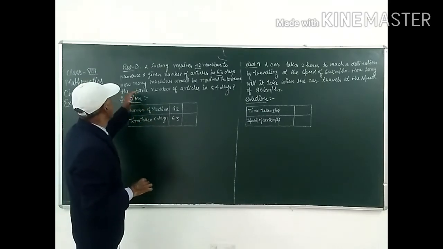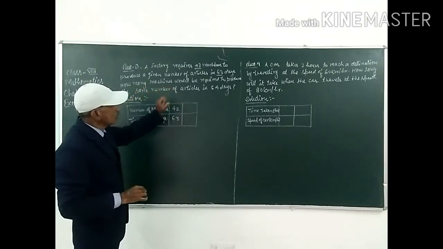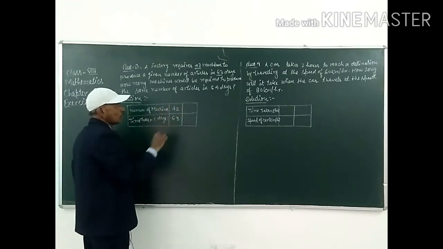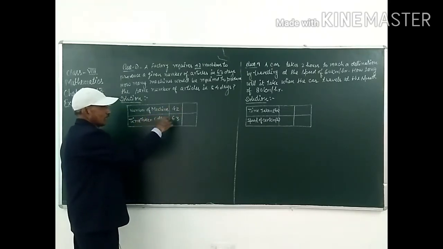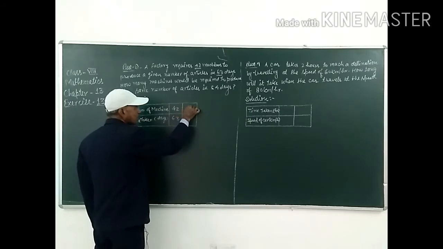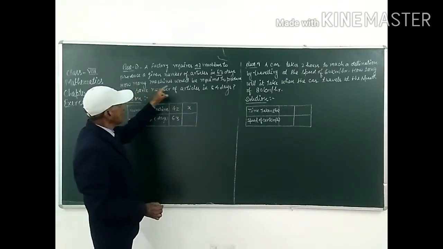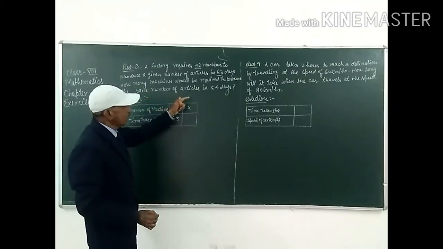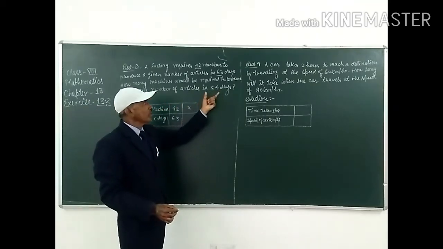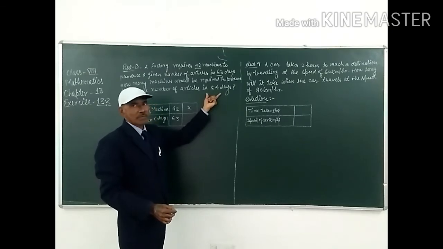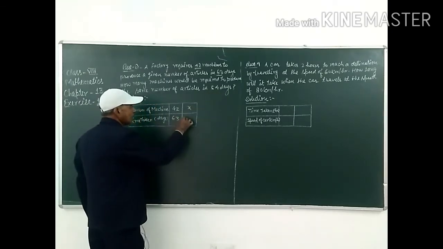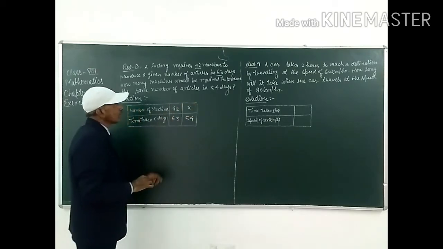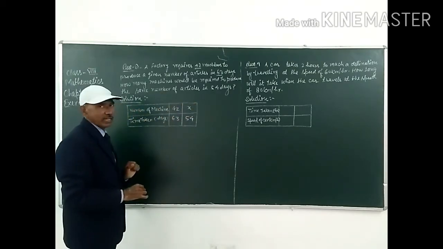And how many machines would be required? So we need to find out the number of machines. So let the number of machines be x. How many machines would be required to produce the same number of articles in 54 days? So now the number of days is 54, students. So in 54 days, x machines can produce that article.